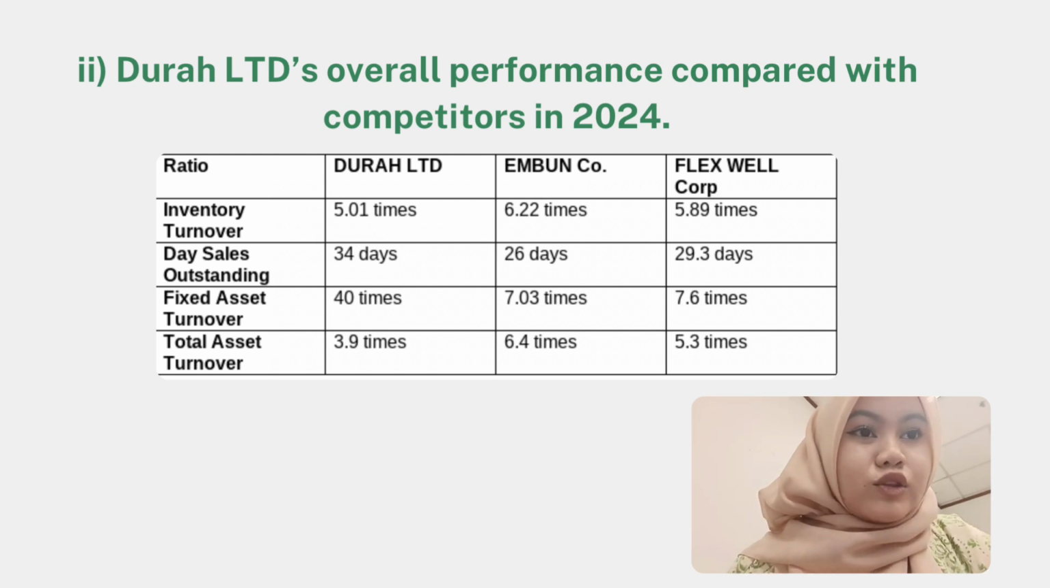Moreover, fixed and total asset turnover ratios are significantly lower, reflecting that Dura Ltd is less efficient in converting its assets into revenue than its competitors. This shows weaker efficiency. This might mean that the company has invested in buildings or equipment that are not generating enough sales. For instance, unused factory space or underutilized machines could lower this ratio.